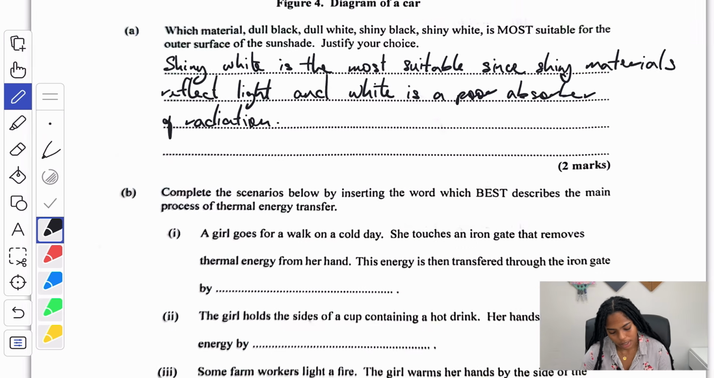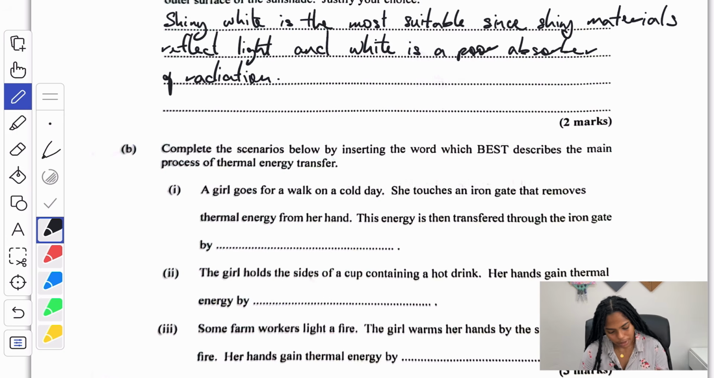And complete the scenarios below by inserting the word which best describes the main process of thermal energy transfer. So it's either going to be conduction, convection, or radiation. A girl goes for a walk on a cold day. She touches an iron gate that removes thermal energy from her hand. This energy is then transferred through the iron gate by what? So once there's physical contact, it's conduction.